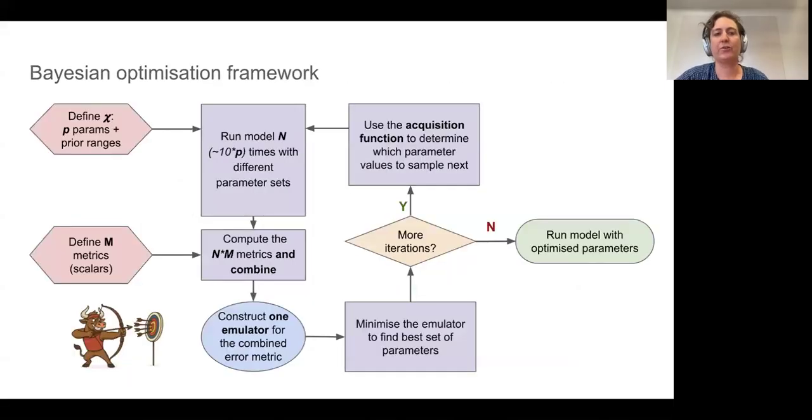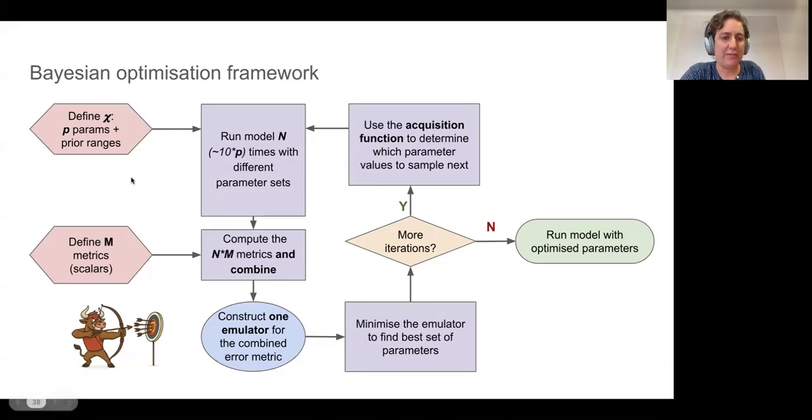So a similar framework to before, but instead of having one emulator per metric, we actually have one combined emulator because we're trying to get the one best possible emulator. And this we can minimize to find us our best set of parameters. And if we want to do more iterations, this is when we use the acquisition function to keep improving the parameters.